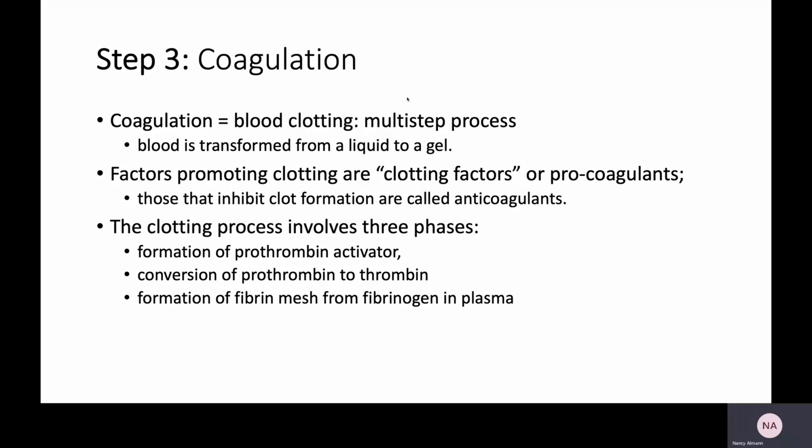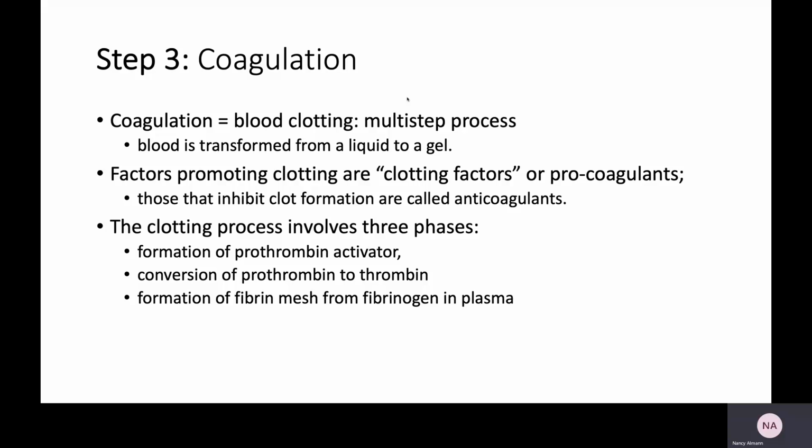And then you have coagulation. This is a multi-step process, and it's way more complex than we go over. Basically what happens is, in order to get blood to clot, it is transformed from a liquid into a gel. There are clotting factors or procoagulants which promote clotting. And there are also going to be those that are going to inhibit clot formation. Those guys are going to be called anticoagulants.